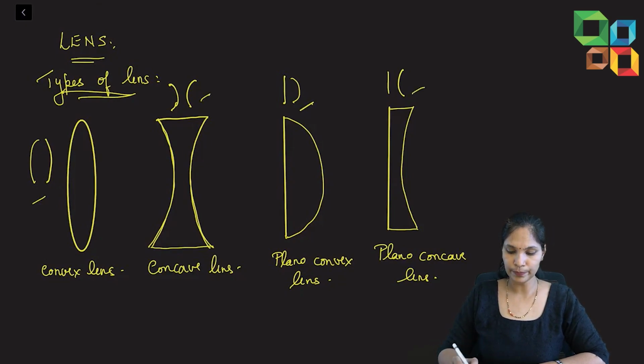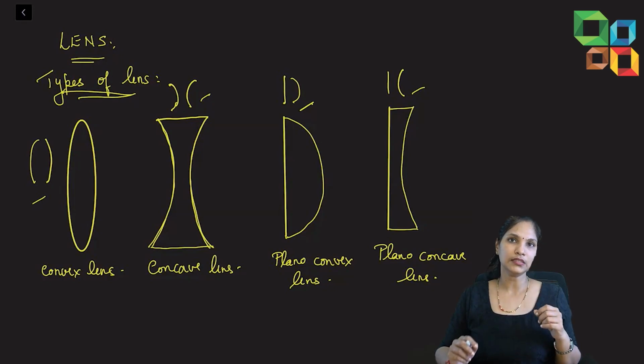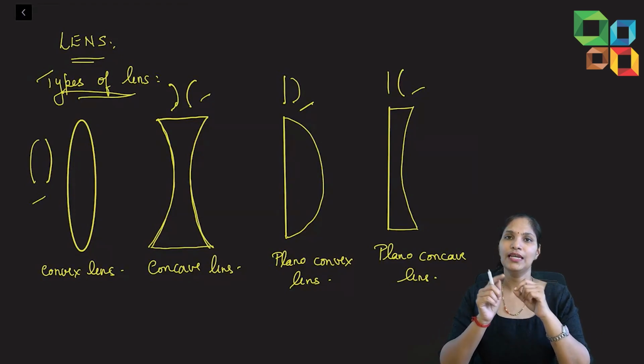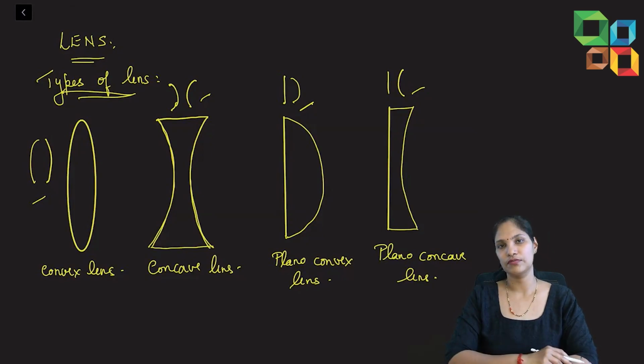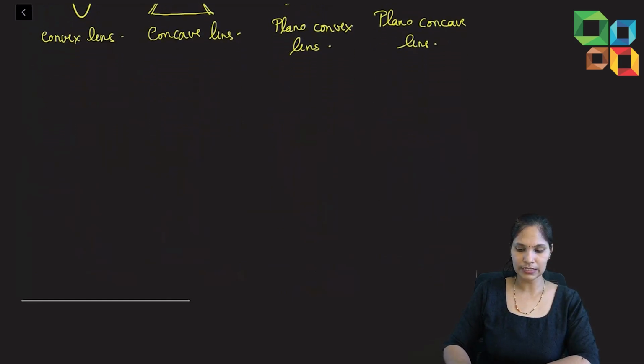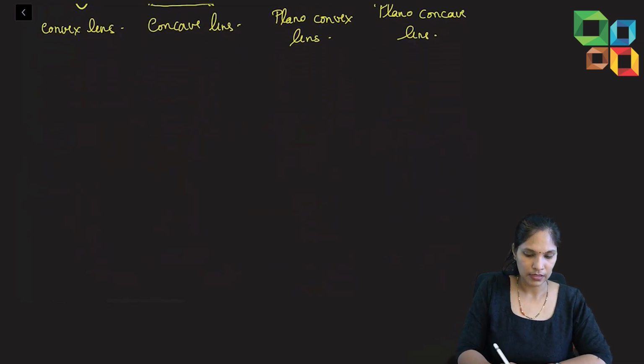Third and fourth one, only one surface is curved, but that still is a lens. So lens means it's an optical medium which is bounded by two surfaces, of which at least one is a curved surface. At least one should be a curved surface. Okay, so that is lens.